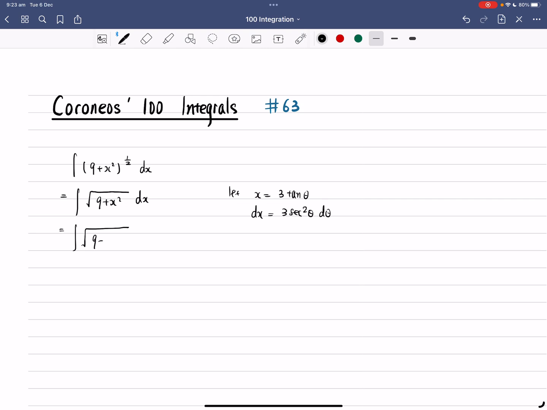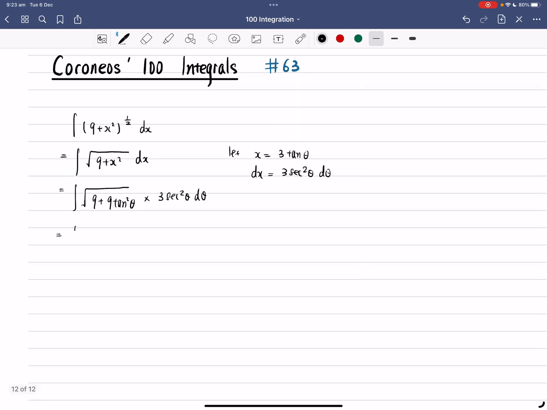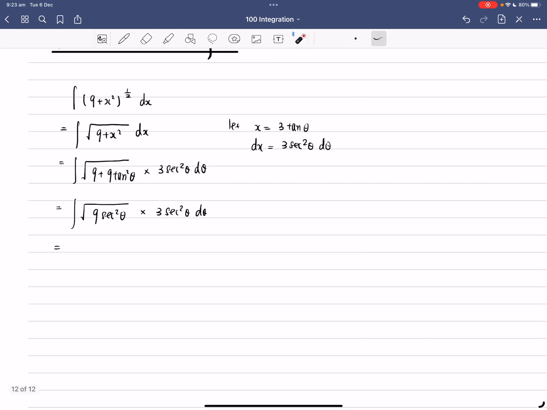We should get 9 plus x squared, where x squared is 9 tangent squared theta, times dx, and dx is equal to 3 secant squared theta d theta. What's inside the square root can now be changed using the Pythagorean identity. That gives you 9 secant squared theta times 3 secant squared theta d theta. Now we can find the square root of 9 secant squared theta, which is 3 secant theta, multiplied by 3 secant squared theta d theta.